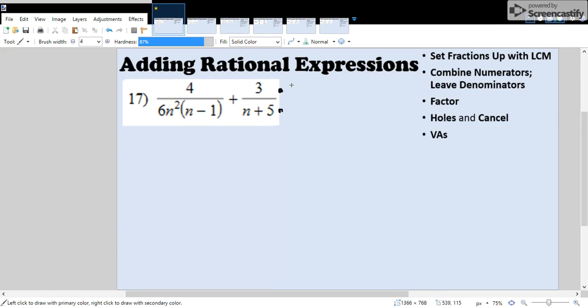So we're going to multiply the second fraction by 6n squared times n minus 1. You have to do it to both the numerator and the denominator for it to be correct, because we are actually multiplying by 1. And then the first fraction, we're going to be multiplying by n plus 5. So go ahead and multiply those out. Leave the denominator in the factored form.